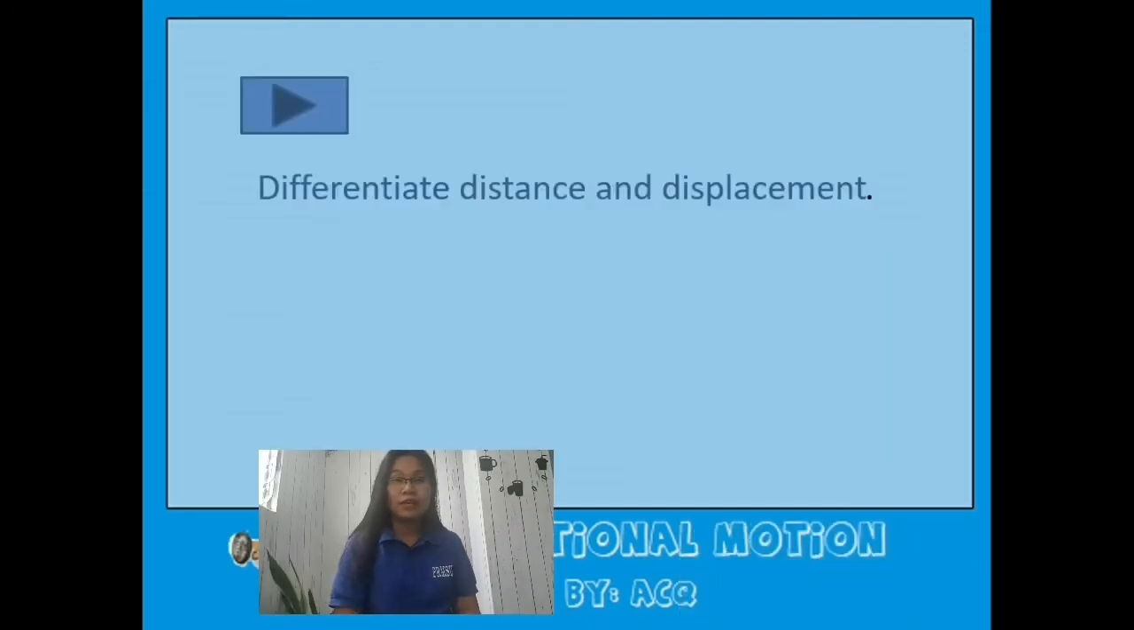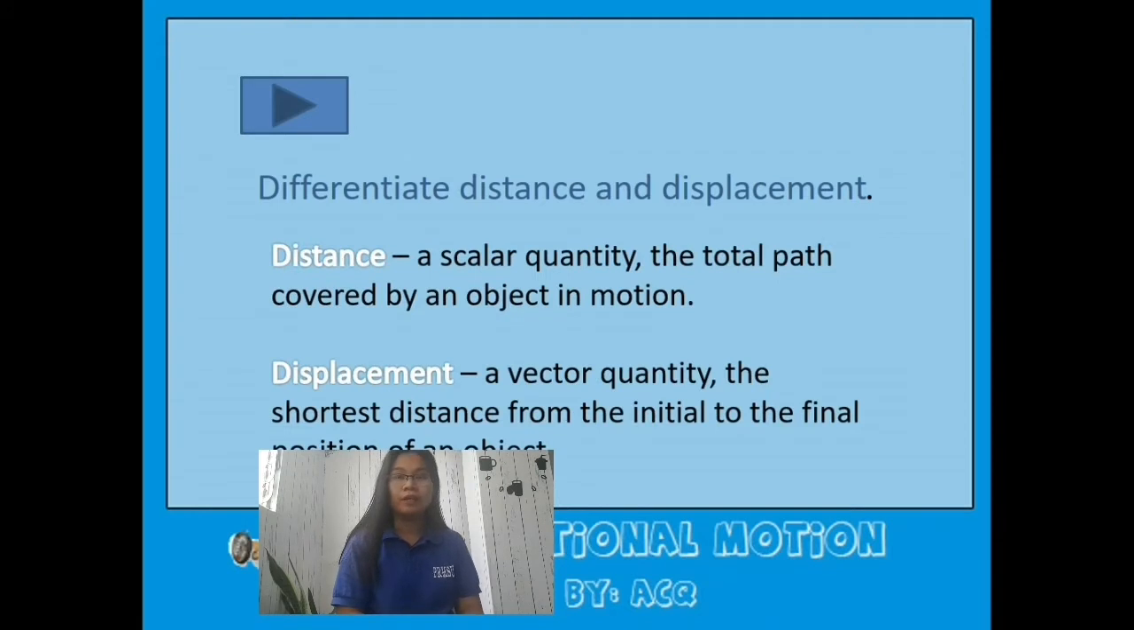Okay, now let us differentiate distance and displacement. What is distance? What is displacement? And how are they different from one another? Distance is considered to be a scalar quantity. That means it has no direction. It is the total path covered by the object in motion. And displacement is defined as a vector quantity. Being a vector quantity, we consider its direction. And it is the shortest distance from the initial to the final position of the object.